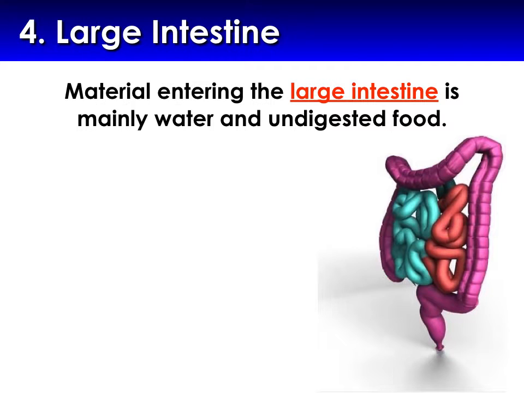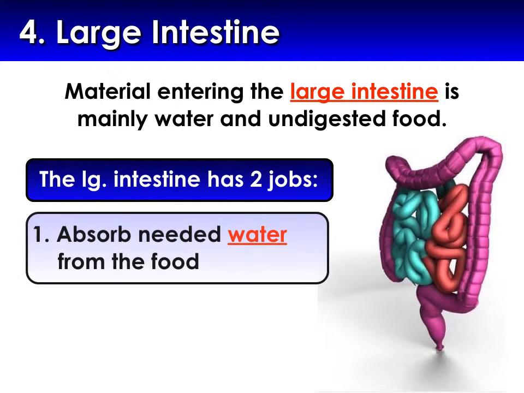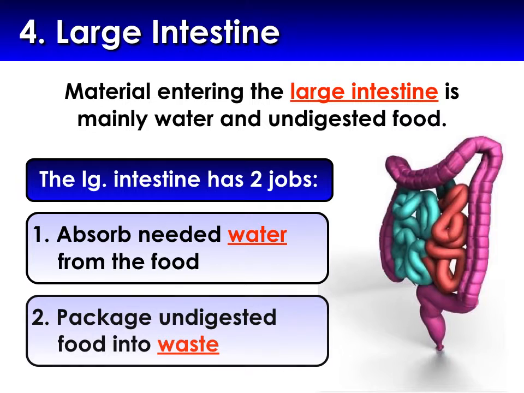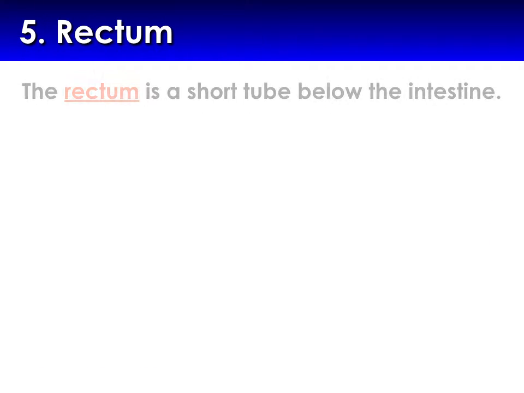The large intestine then takes material that is undigested food and water and has two main jobs. It needs to absorb needed water from the food and package undigested food into waste.